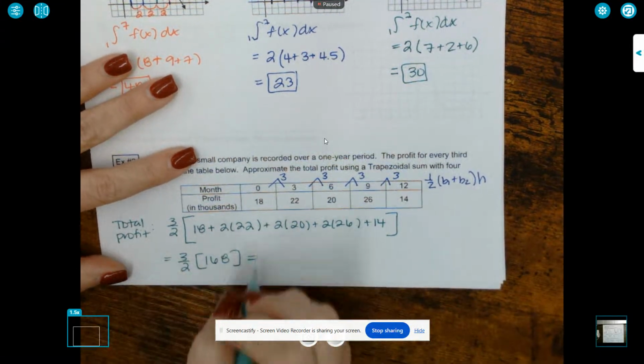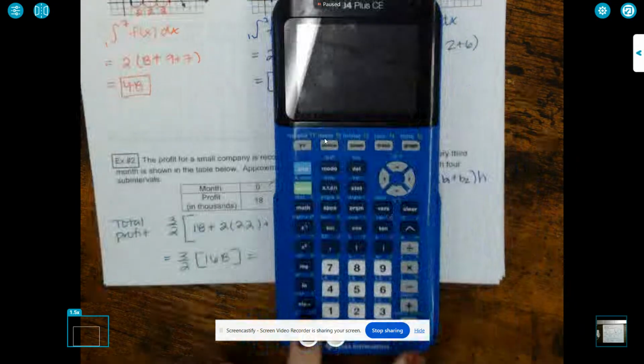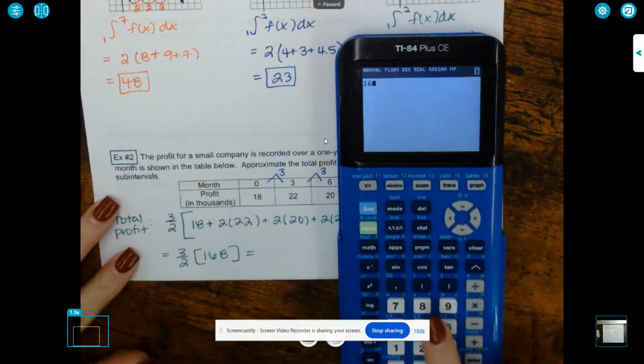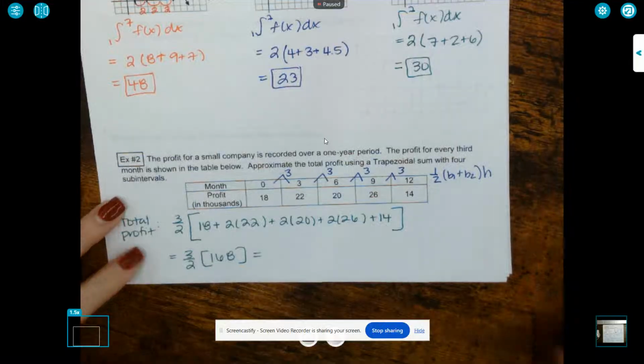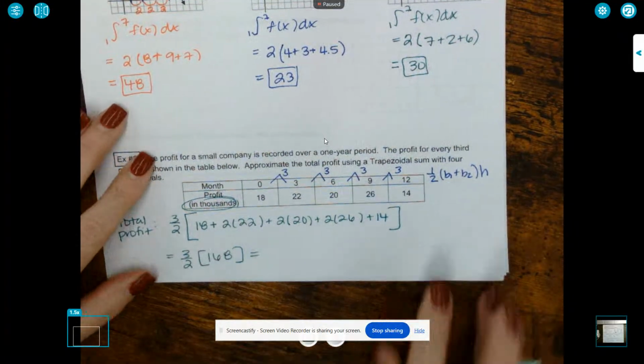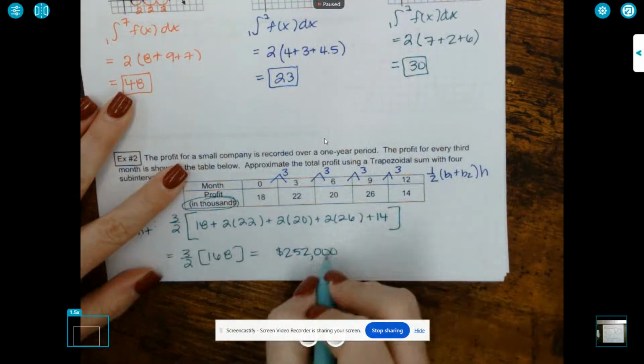All right, and then if you multiply that out, my calculator's dead, so I have to use Old Faithful. Oh, wait, maybe not. Here we go. Okay, 252. But it is in thousands, so make sure you don't just write 252 as your answer. It's going to be 252,000.